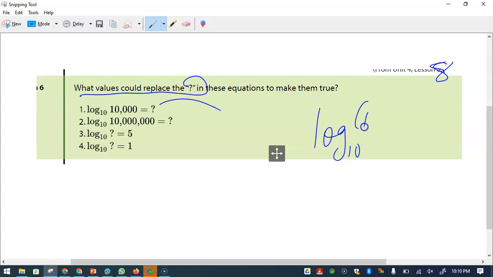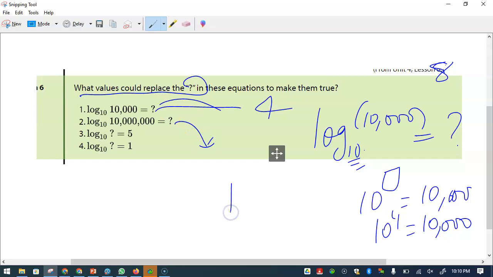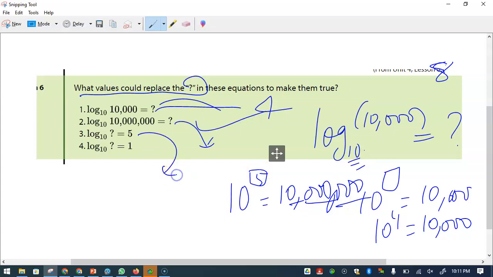logarithm of 10,000 to the base 10. So you're asking a question: this base 10 raised to what number gives you 10,000? And the only way, it has to be 4. That's the only way you get 10,000. It's so simple. So the answer of the first one is 4. So simple. What about the next one? 10 raised to what number gives you 10 million? That's what you're asking. Correct? So how many zeros are there? 3, 3, and 1 more, so the answer is 7. And you're done.